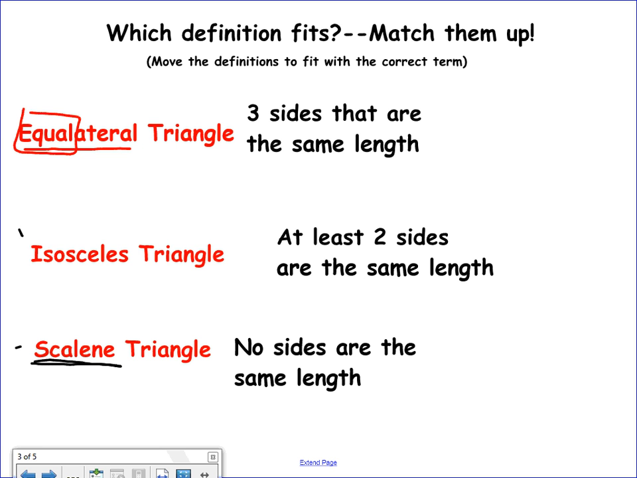The last one is an isosceles triangle. Pay close attention to the keywords here. At least two sides are the same length. At least two sides have to be the same length. So if two sides are the same length, that means we have two angles that are the same. Keep this in mind. So equilateral means equal. Scalene, all different. Isosceles, at least two sides have the same length.